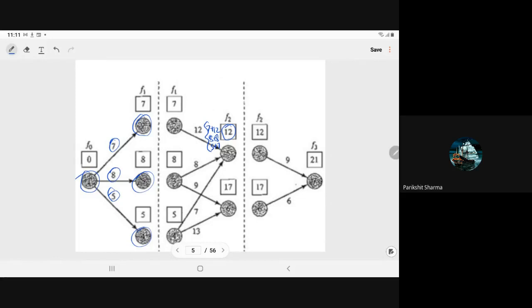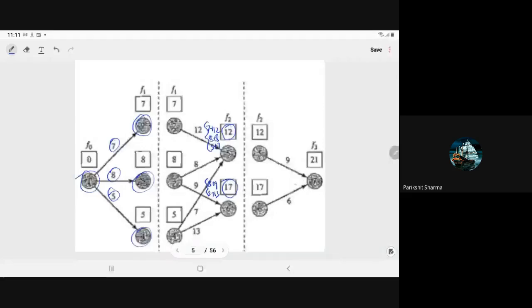Similarly, for city 6, from city 2 there is no feasible route. From city 3 it will be 8 plus 9, and from city 4 it is 5 plus 13. So the minimum is 17. Now city 5 and city 6 are linked to city 7.